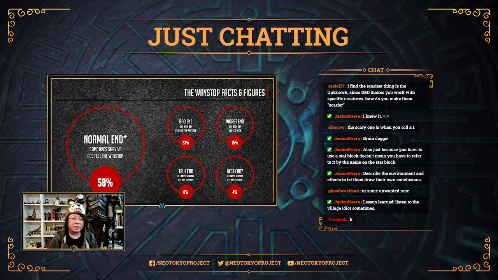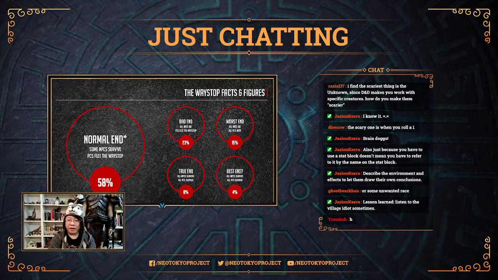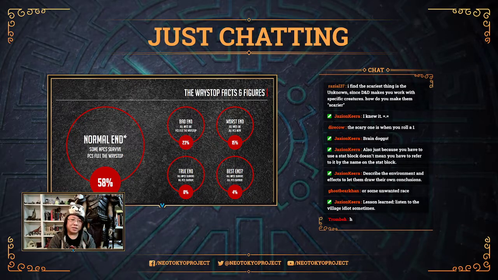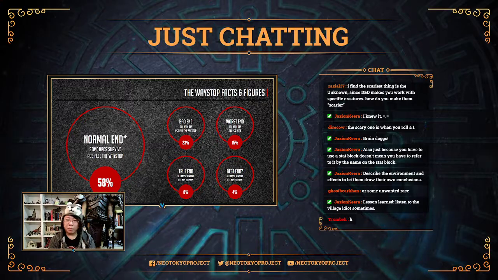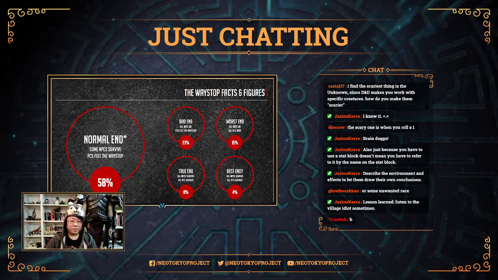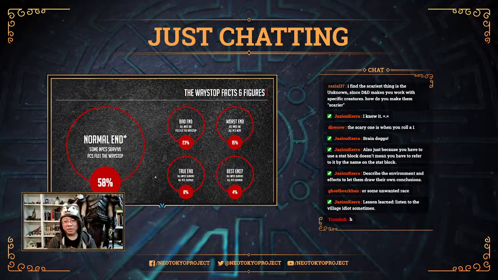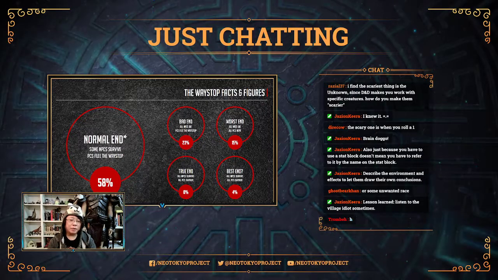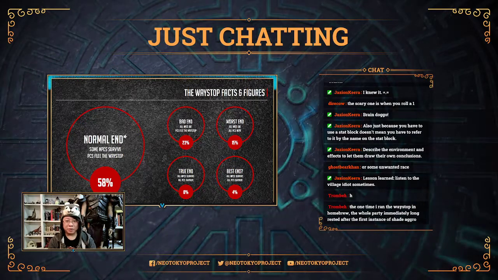So the normal end had some of the NPCs survive, and the player characters fled the Waystop together with the NPCs. So this is a normal end, kind of. It wasn't too bad. And then, of course, we had the bad end, where all the NPCs died and the player characters fled the Waystop. That was about 23% of the runs. So not the best results.